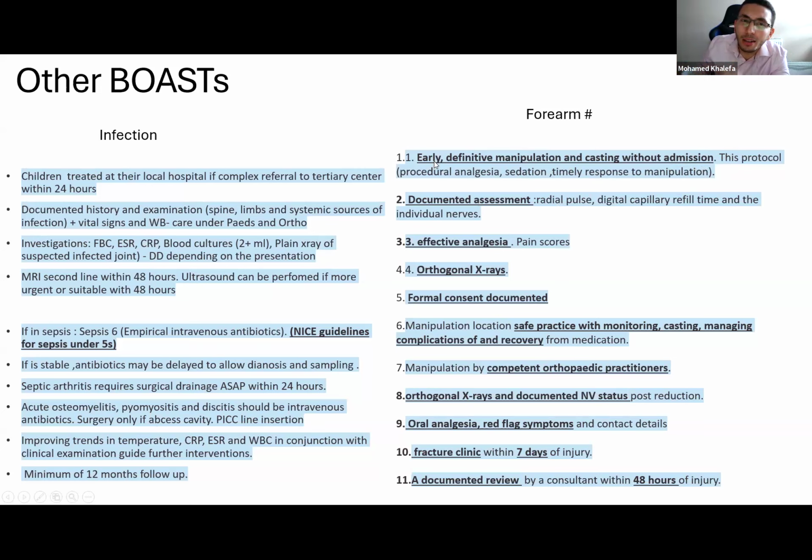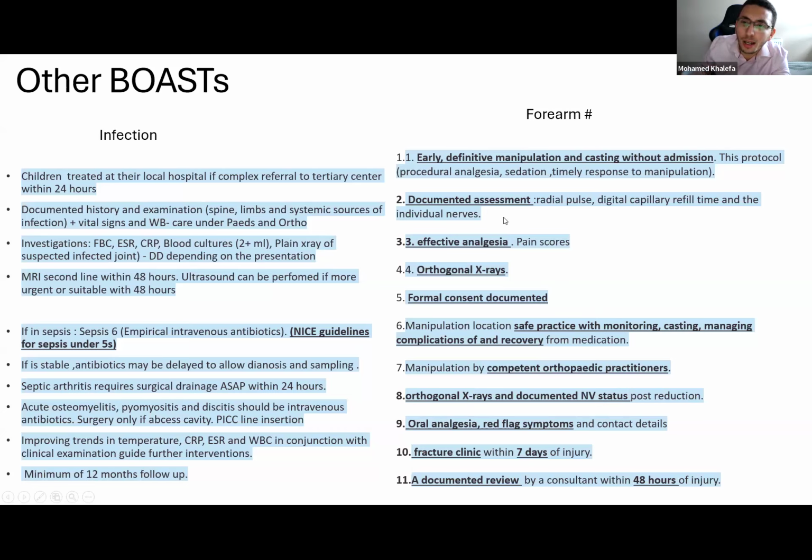The guidance says you should do early definitive manipulation without admission. Okay, so the hospital should have a procedure for analgesia, sedation, and timely response. Again, it depends on the hospital, but the current guidance is pushing for this to be done in ED or in a safe place for children to minimize admission.